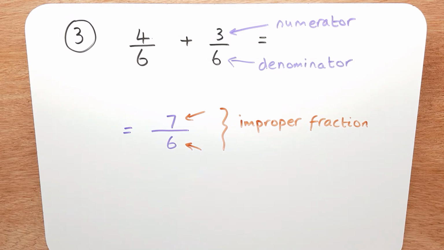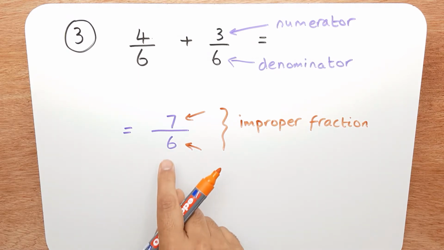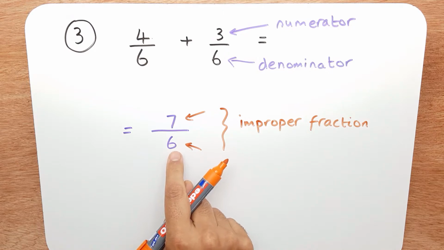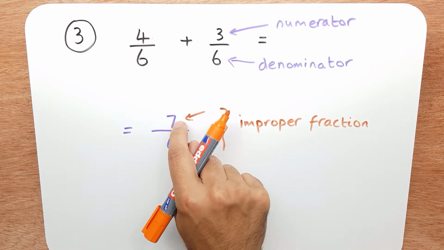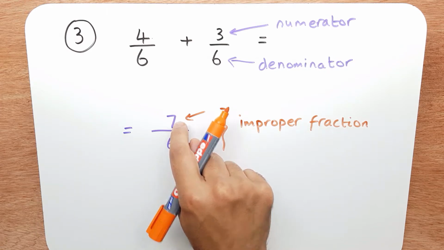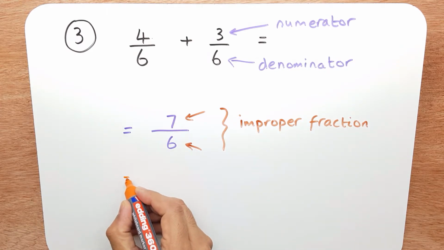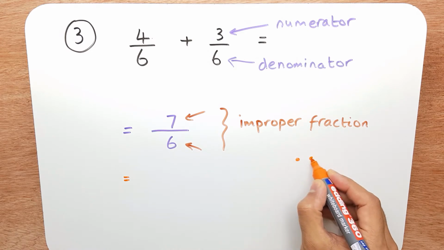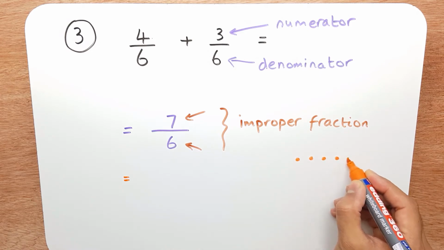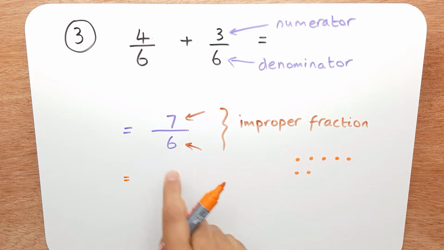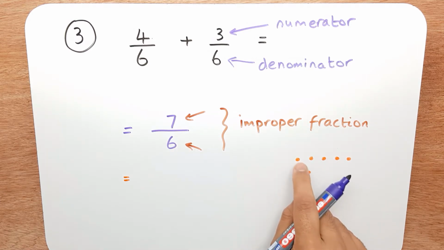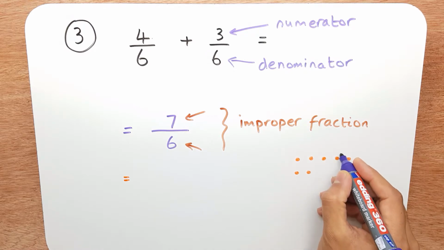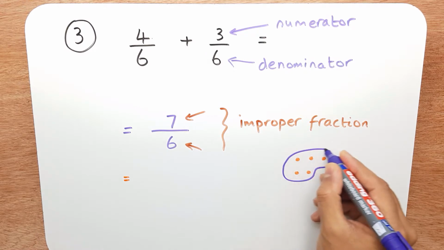Now, what we can do is turn it into a mixed number. And the quickest way of doing it is to ask yourselves, how many 6s are there in 7? So we can do this 1, 2, 3, 4, 5, 6, 7. We want to know how many groups of 6 we have. So I can do 1, 2, 3, 4, 5, 6. So I can group this together.